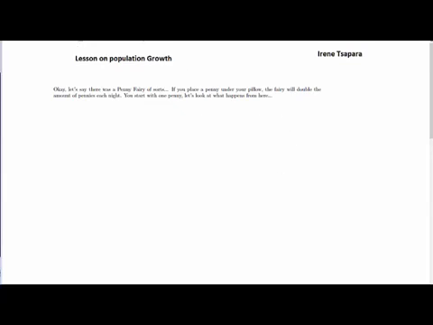Let's discuss together population growth. We'll start with a very simple example, and let's see what happens with the population of pennies that can grow if a penny fairy doubles the amount of pennies each night.